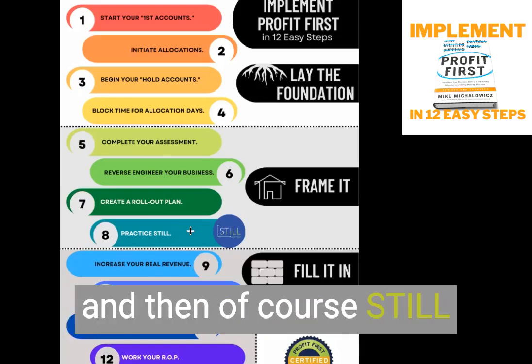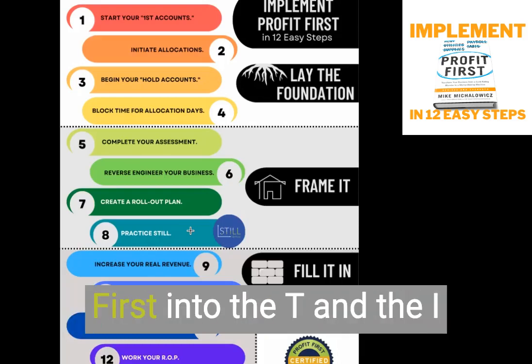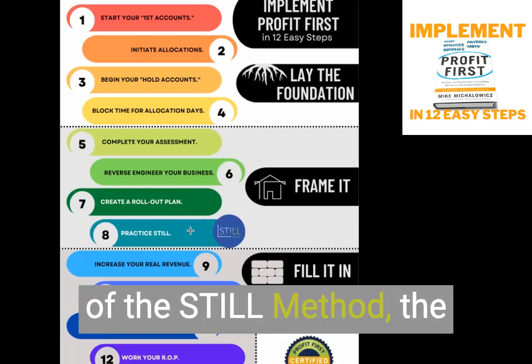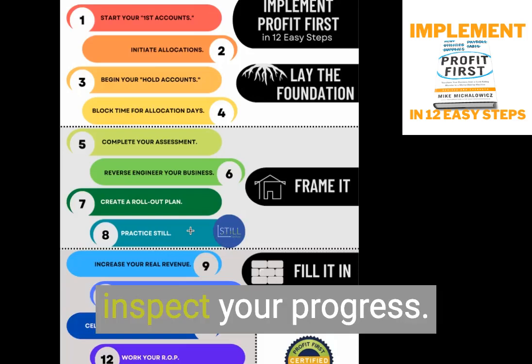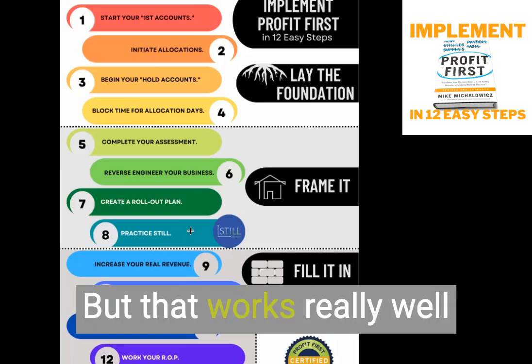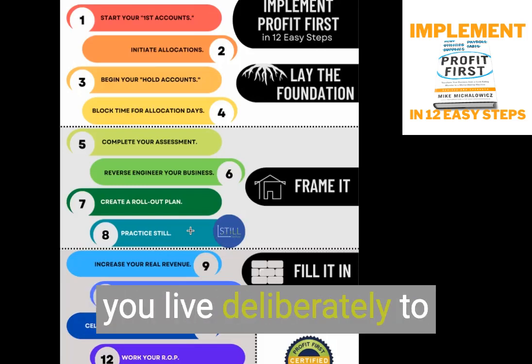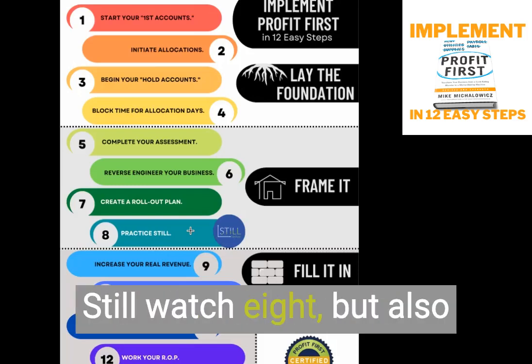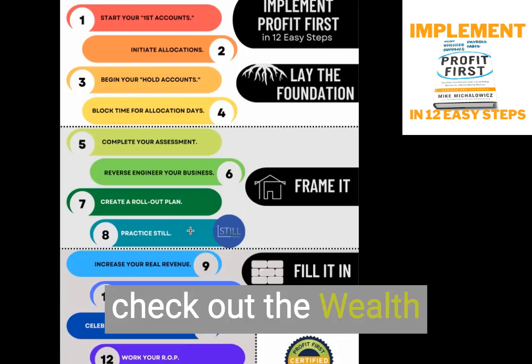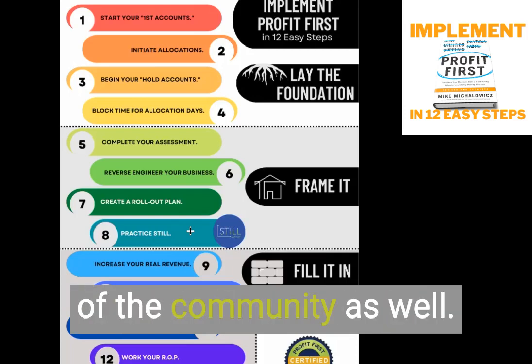And then of course, STILL is where we put Profit First into the T and the I of the STILL method: track your ins and outs and inspect your progress. But that works really well when you've set your sights, you look for the 1% adjustment, and you live deliberately. To find out more about STILL, watch 8, but also check out the Wealth Success Path that's part of the community as well.